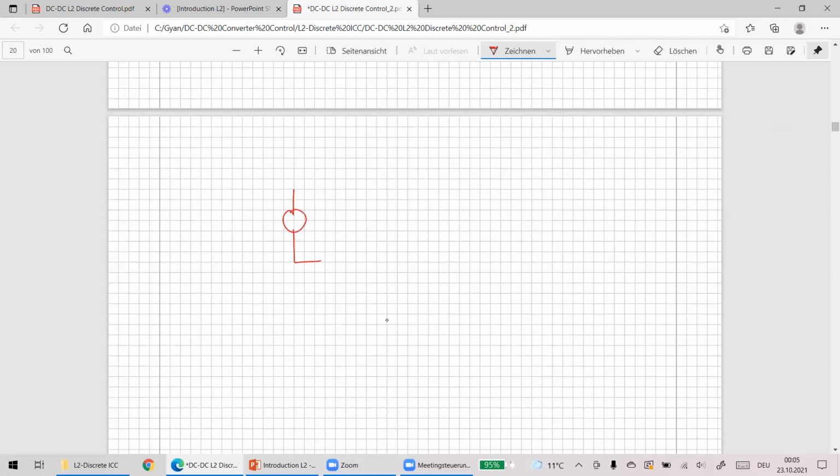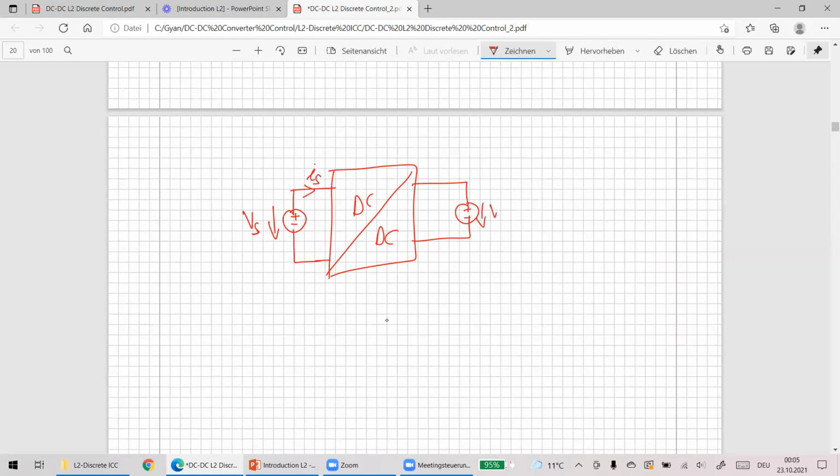So we have our source voltage. It goes to the DC-DC converter. Then we have our load. This is our V of S. This is I of S. Then again, this is your V out. This is I out. So from here, this is our actual inductor current in continuous time domain. And using sample and hold, you can get your discrete time signal.